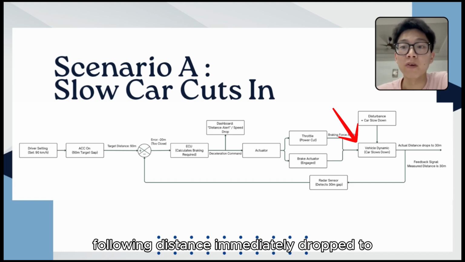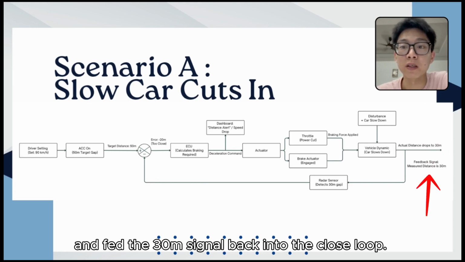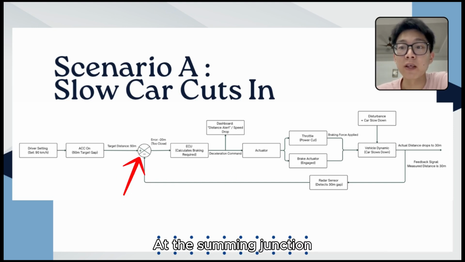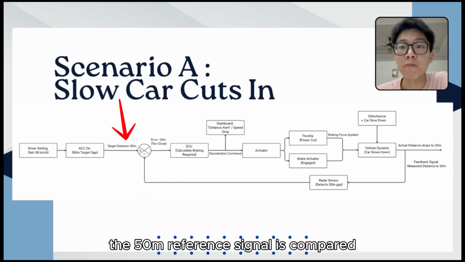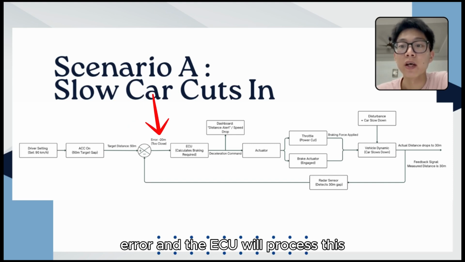So the actual following distance immediately drops to 30 meters. The radar sensor measures this output and feeds the 30 meter signal back into the closed loop. At the summing junction, the 50 meter reference signal is compared against the feedback, resulting in a negative 20 meter error, and the ECU will process this error signal.